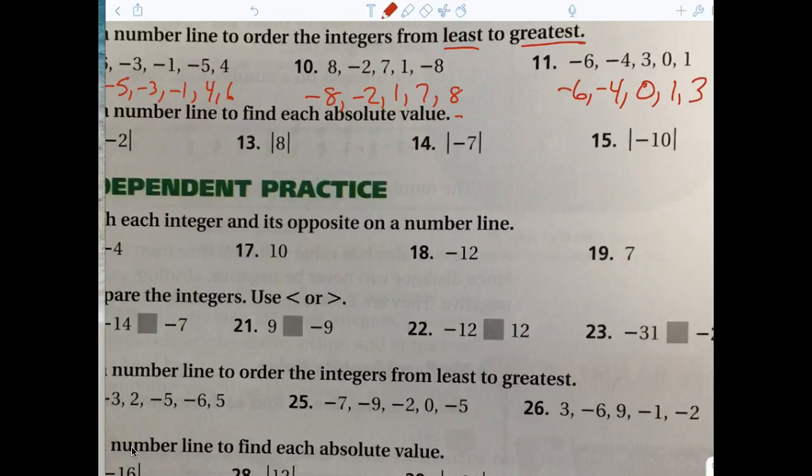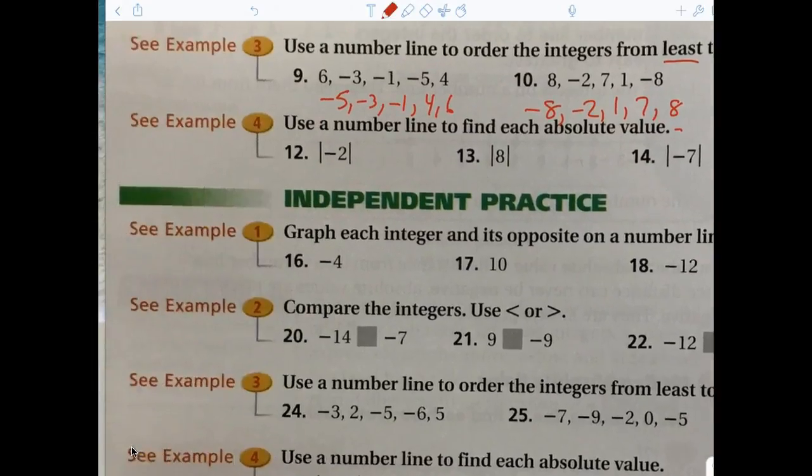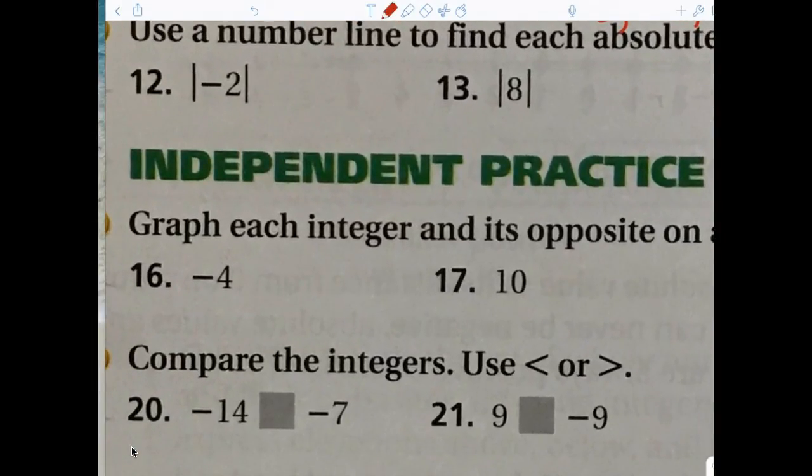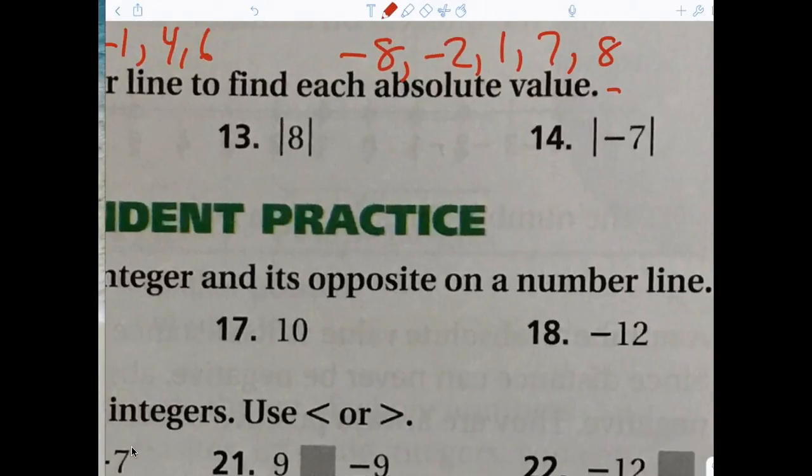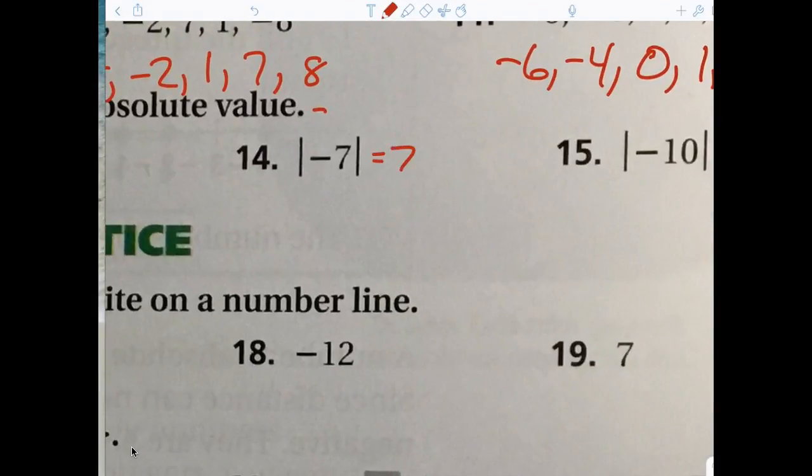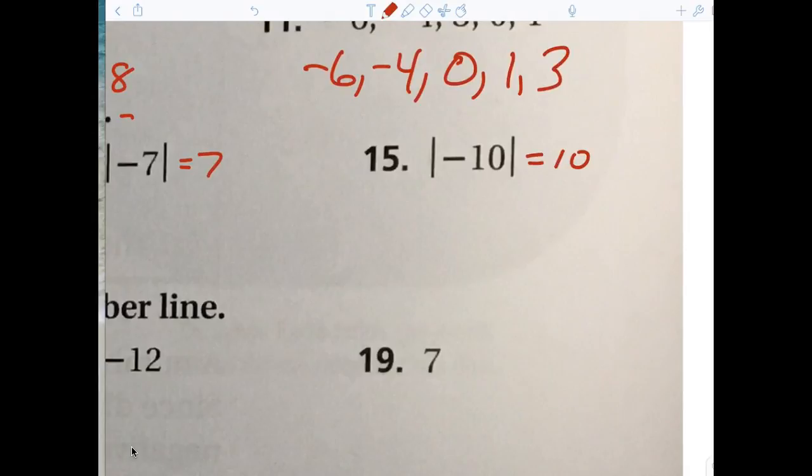So absolute value again is how far away you are from 0. All right? So now, what's the absolute value of negative 2? 2. Perfect. All you have to do is write 2. What's the absolute value of 8? What's the absolute value of negative 7? What's the absolute value of negative 10? I told you, it's all easy. Right? No. You have to think about it. You have to understand what absolute value means, or you don't know how to do the problem. Just like before I told you the definition. All right? So that's all we're doing.